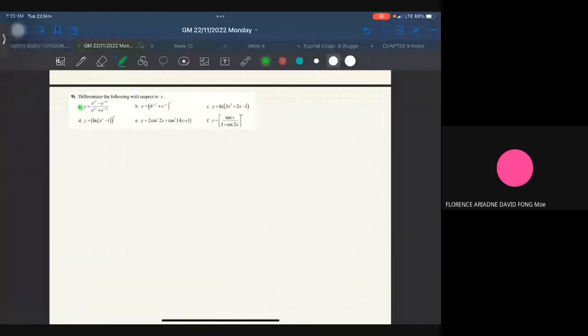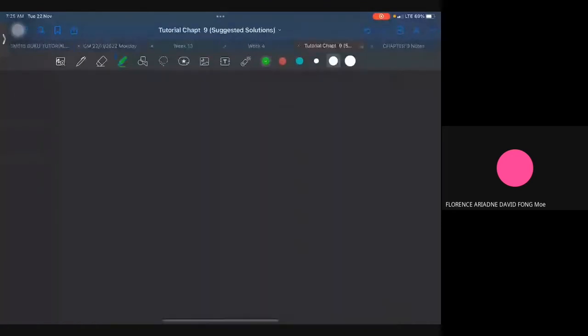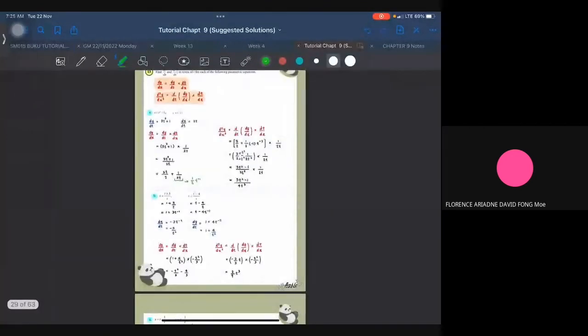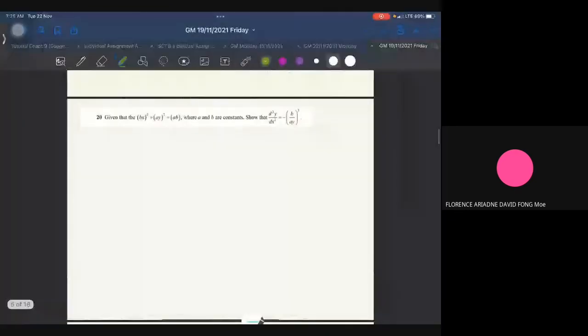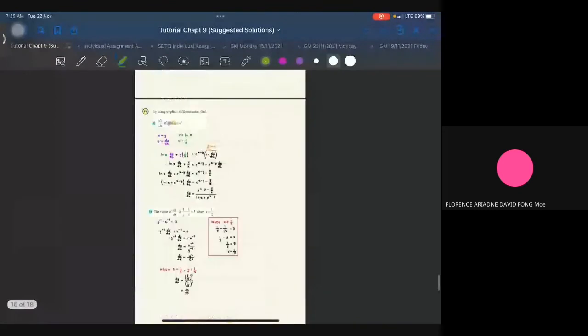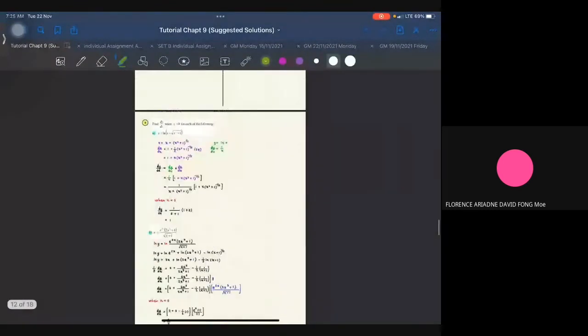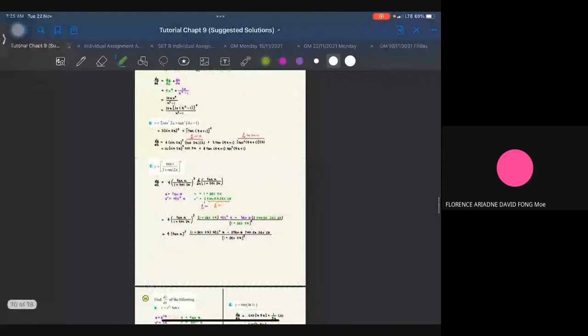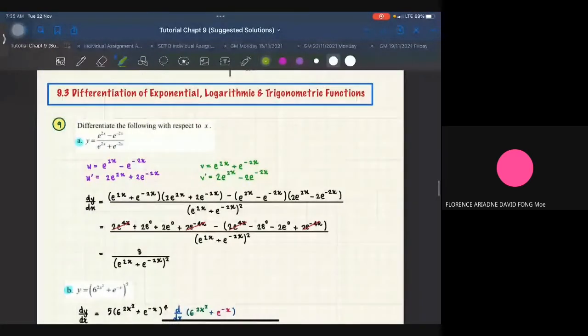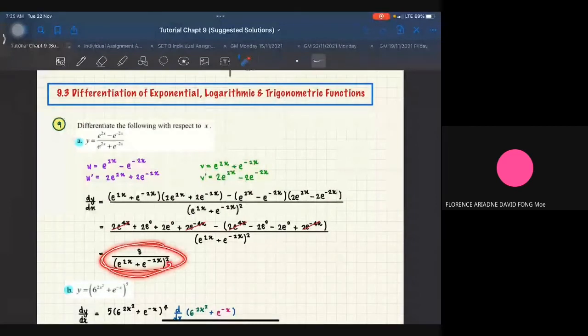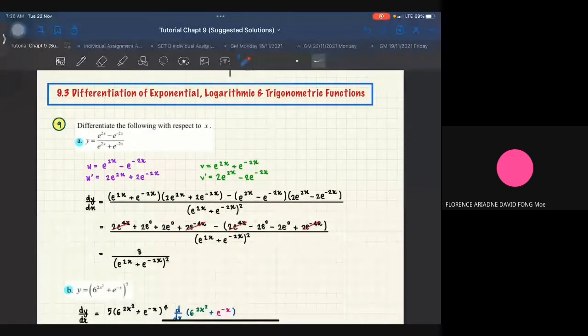Panjang lah Miss jawapan saya. Panjang ke bawah? Okay, so kejap dapat tak sama mata saya? Oh, sorry, bukan this one. Chapter 9. Okay, so 9A kan? 9A, 9A. So this one, dapat tak sama macam ni? Yes. Dapat? Okay, so this is the correct answer.